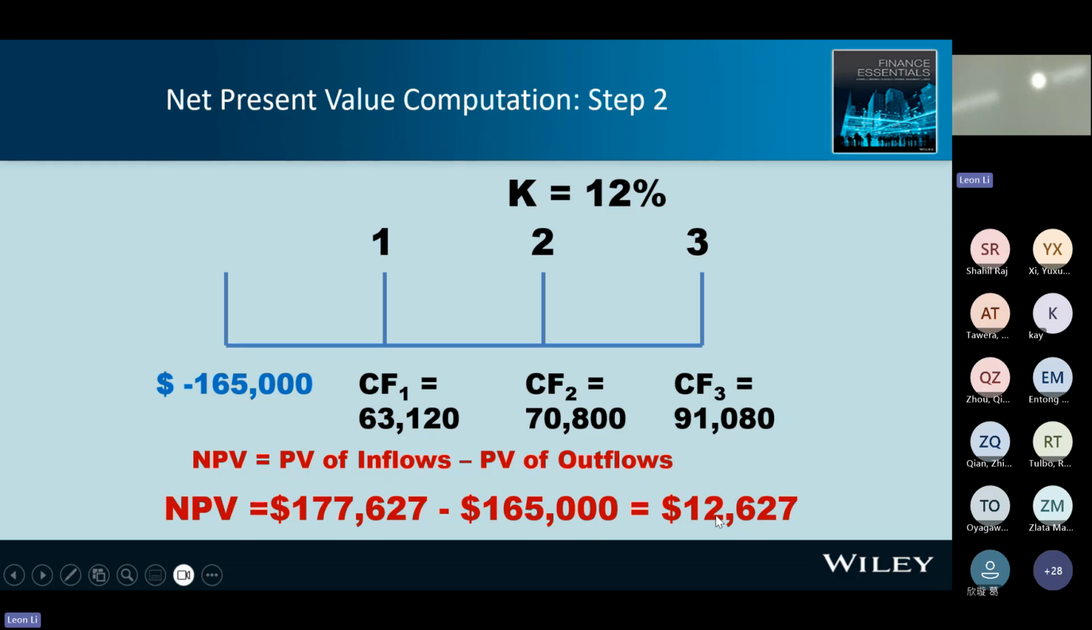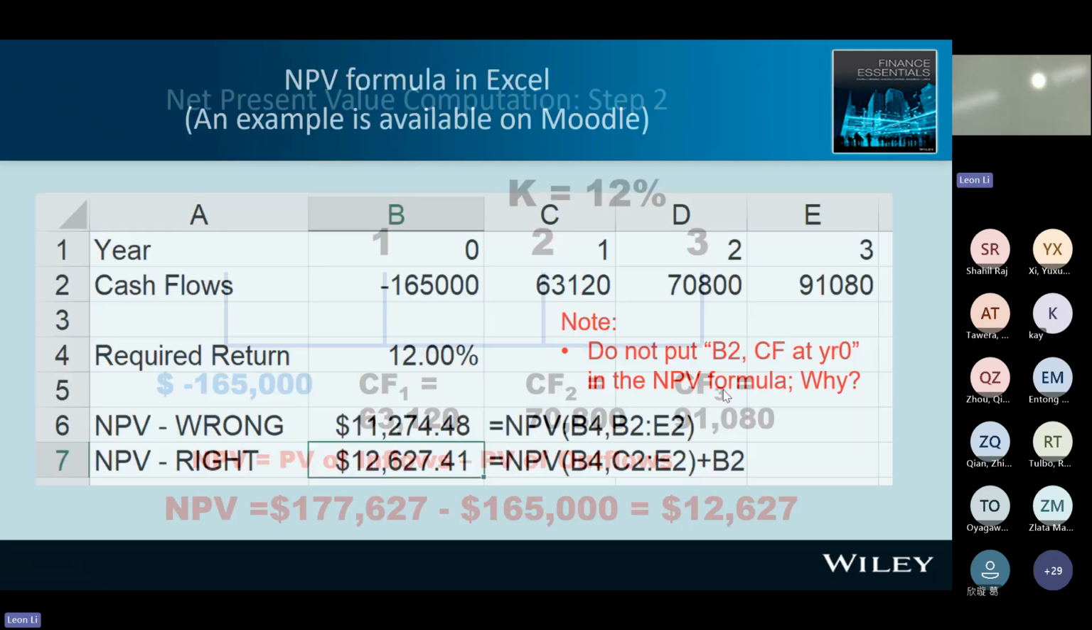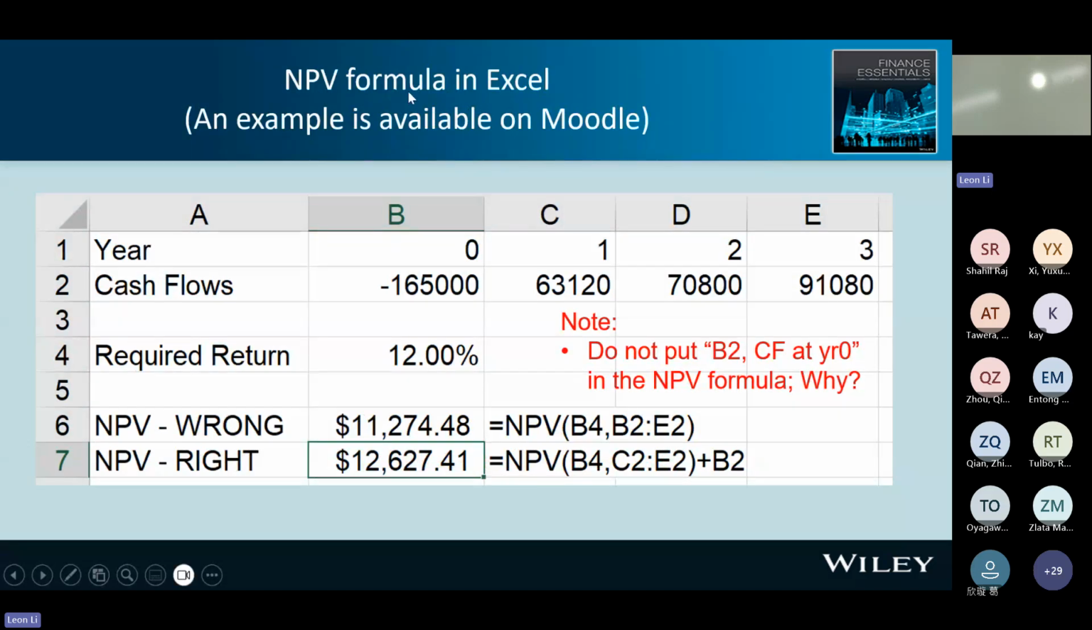If the net present value is positive, we should accept the project, because the NPV is positive. On the other hand, if the NPV is negative, we reject the project. So this is the concept of the timeline. I hope students should be okay with that. We can use the NPV formula in Excel to help with calculation. I just give you the example. Please note this example is available on our Moodle. You can use the NPV formula for other examples.